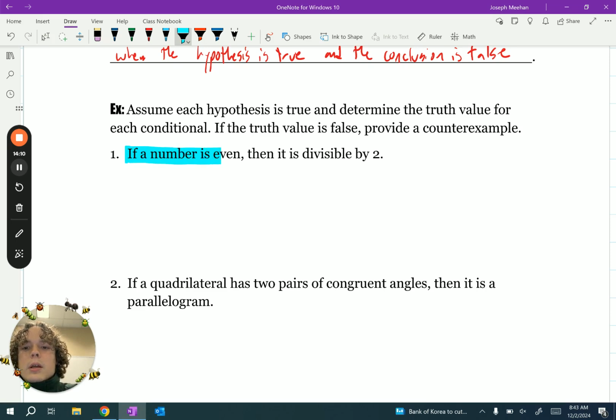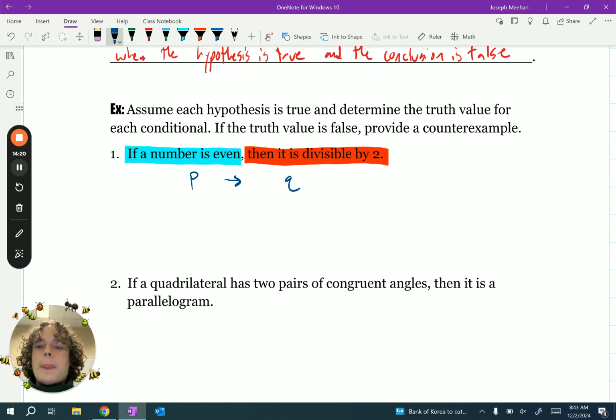So remember, if a number is even, that's going to be the hypothesis, then it is divisible by 2. I'm going to even write in the P's and Q's too. So if P, then Q, all right? And we're assuming that the P value, the hypothesis, is true, right? That's what it says. Assume the hypothesis is true. So if a number is even, we assume that's true, then it is divisible by 2.